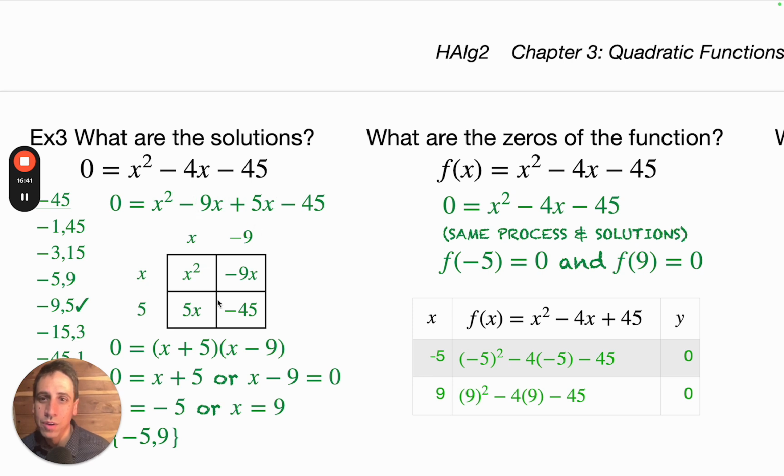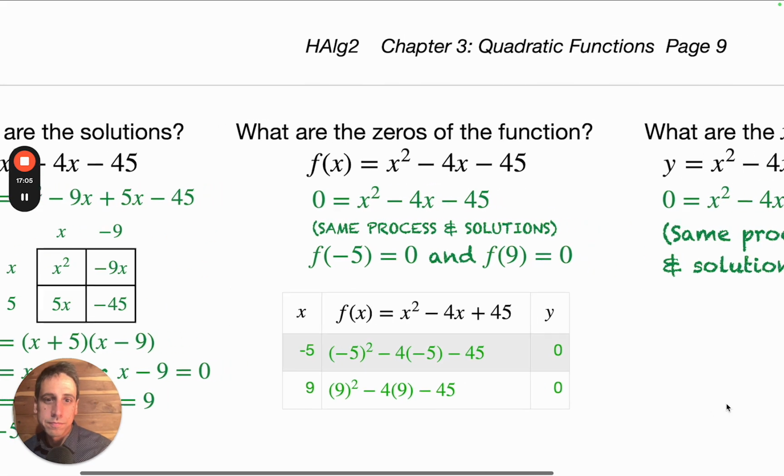You do the same thing over here, and you get negative 5 and 9. That means negative 5 is an input, and 9 is also an input, so that when you put them into the function, you should get 0 out. You can check that with the graphing table right here. When the x value is negative 5, you run it through, and you get an output of 0. When 9 is here, you run it through, and you get an output of 0. Whew. All right.